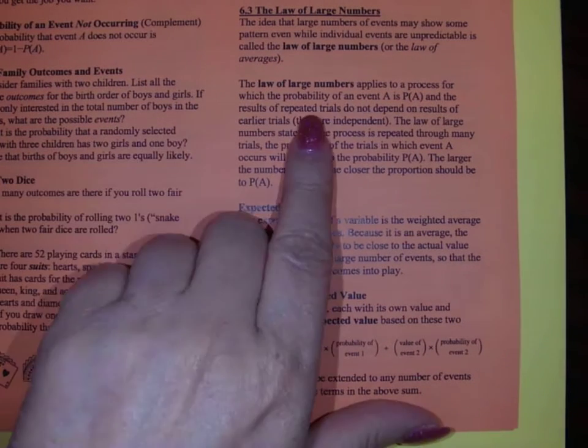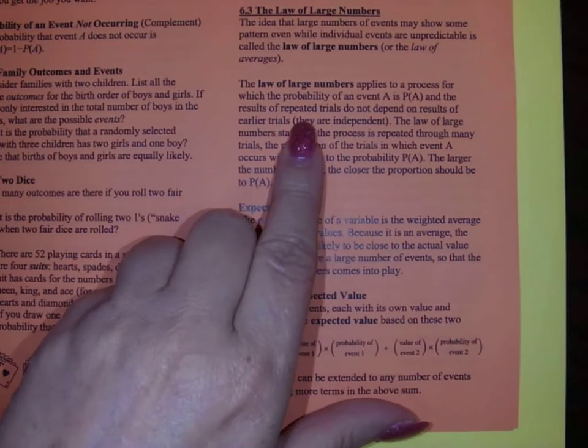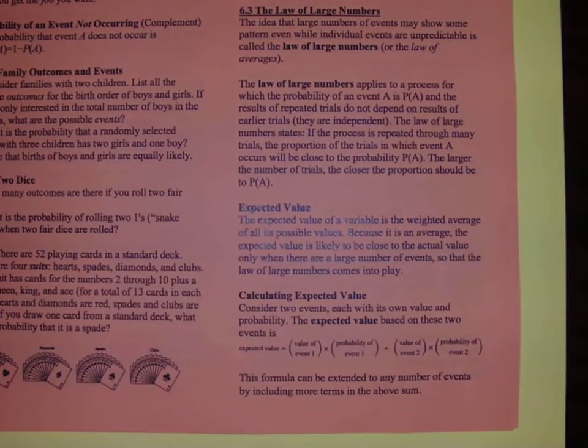in the course. So it applies to a process for which the probability of an event A is P of A, and the results of repeated trials do not depend on results of earlier trials. So they're going to be independent results. The law of large numbers states that if the process is repeated through many trials, the proportion of the trials in which event A occurs will be close to that probability of A.